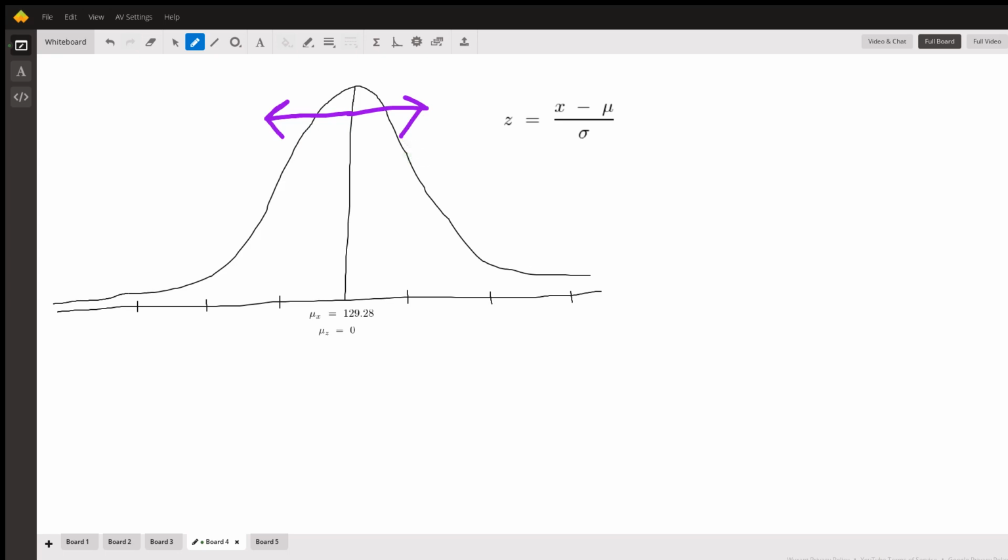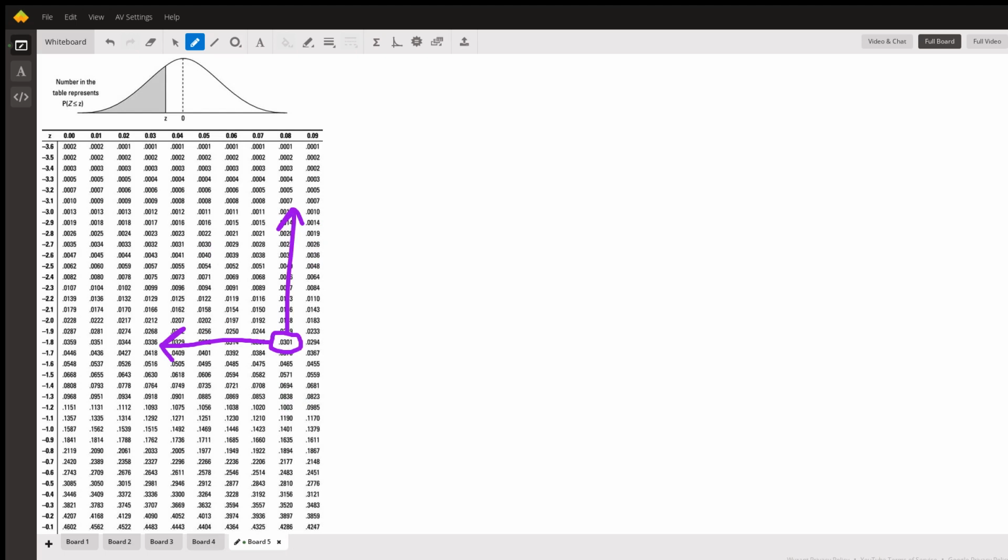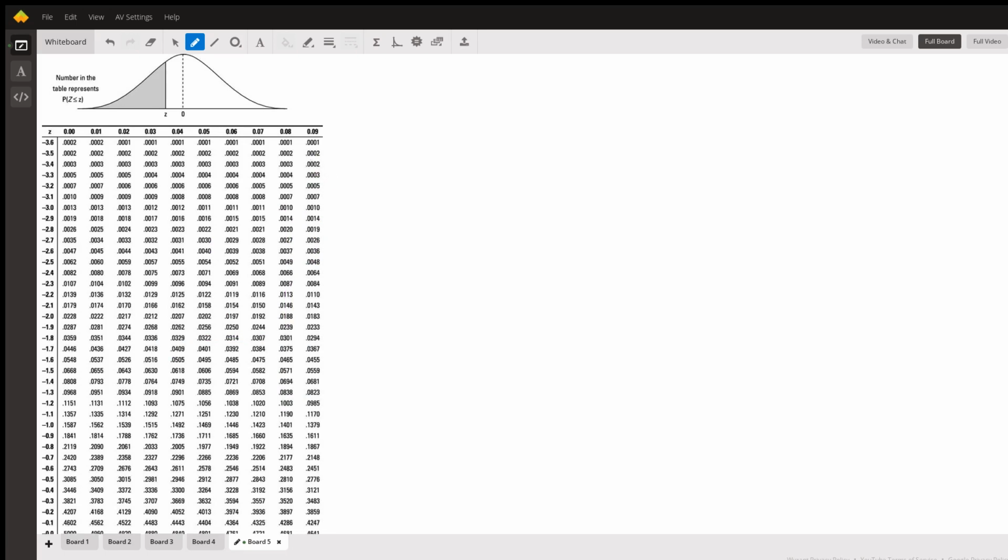So this is going to look a lot like the last question, where we are trying to find the cutoff based on a specific area. The area on this side is going to be 0.3, and the area on this side is also going to be 0.3. So we go to our Z table and find where the area is 0.3.